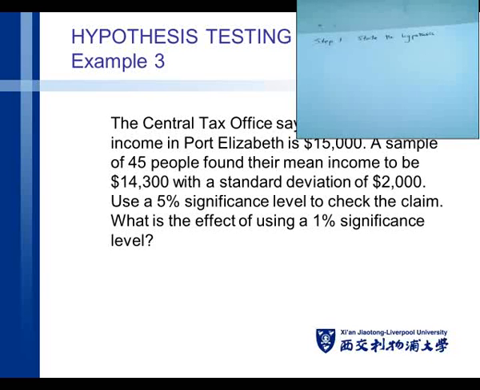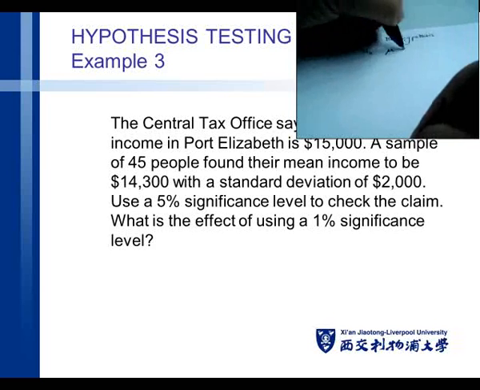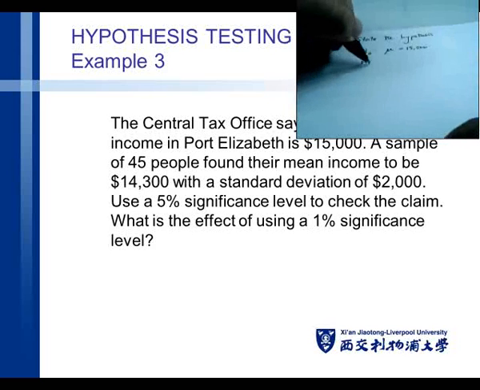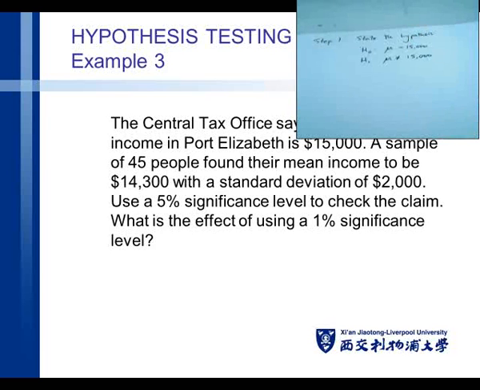What is the hypothesis? The null hypothesis, what you believe to be true, is that the average income is 15,000. The alternative hypothesis, which you also must always state, is that it's not 15,000.